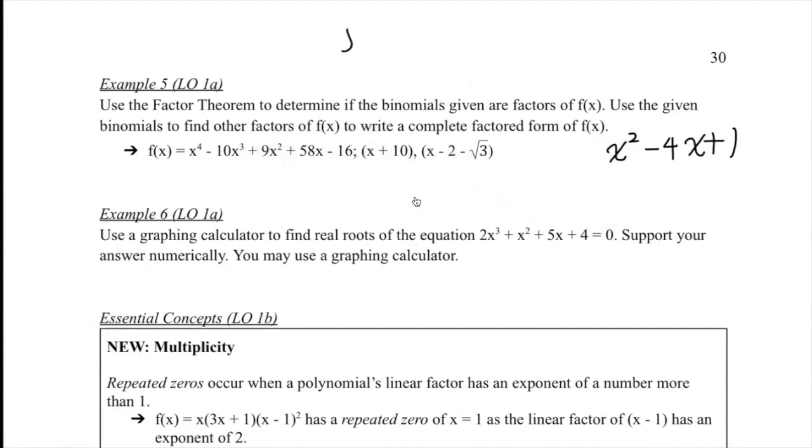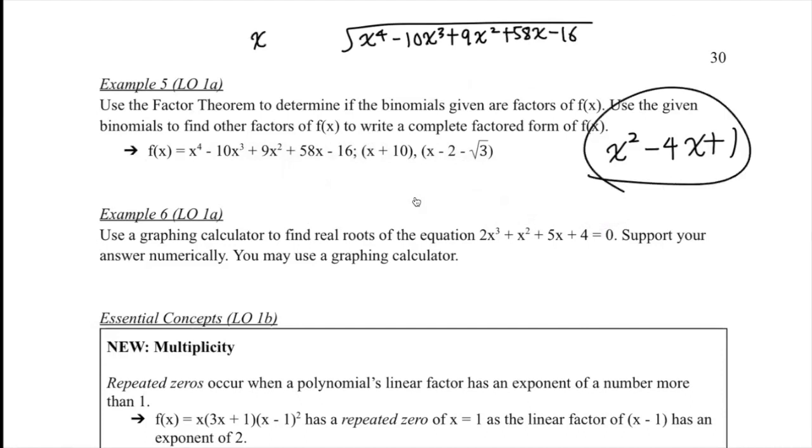So if you were to do a long division with our f of x as our dividend and our factor that we have obtained as our divisor, I'm going to skip all the steps. We actually get x squared minus 6x minus 16. Because the remainder was 0, it does show us that this is a factor of f of x.